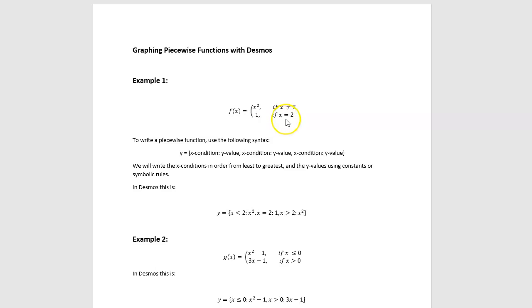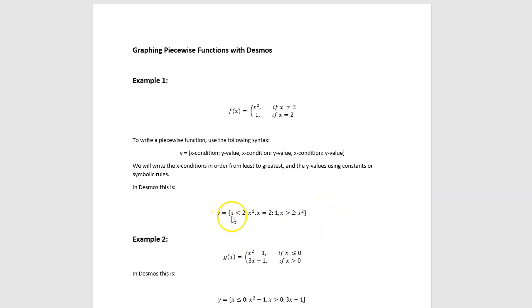This piecewise function up here can actually be divided into 3 chunks: what happens when x is less than 2, what happens when x is 2, and what happens when x is greater than 2. The thing to understand is the not equal to is being rendered as 2 separate pieces, when x is less than 2 and when x is greater than 2. Here's what it looks like in Desmos.